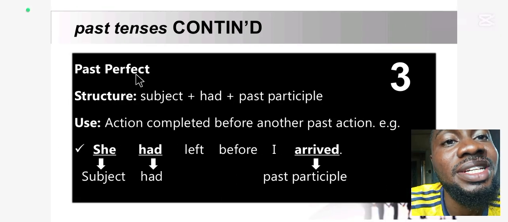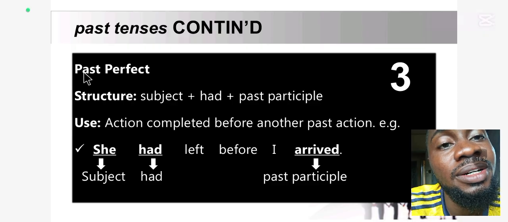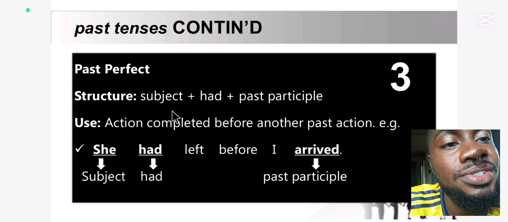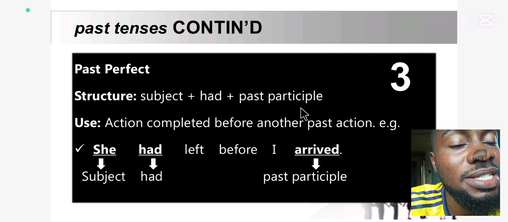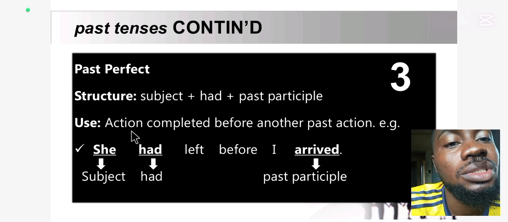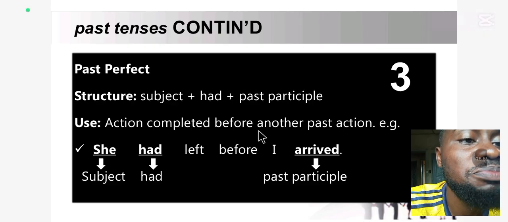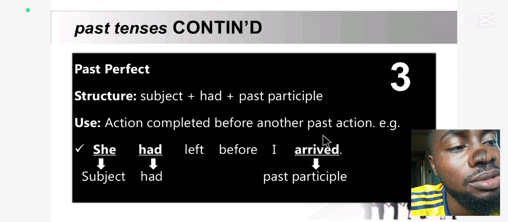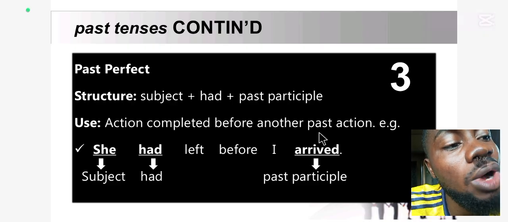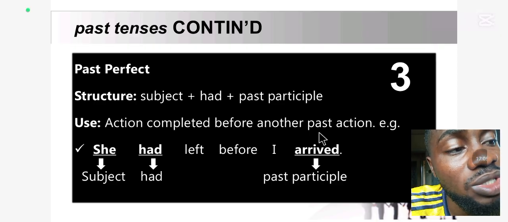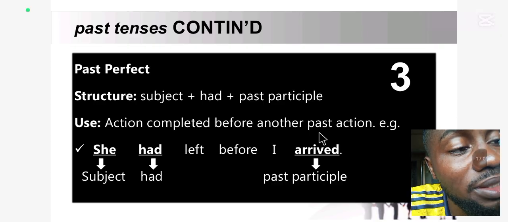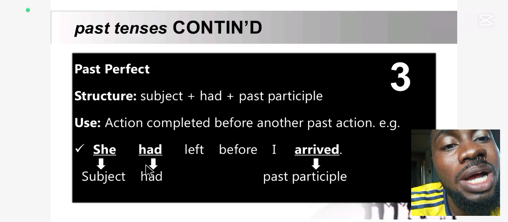Moving on, the third form of past tense is the past perfect tense. What is the structure like? It has a subject plus had. It also has a past participle, okay? What is it used for? Action completed before another past action. An action that was completed before another past action. You have two actions, and one was completed before the other one. Let's look at the example.